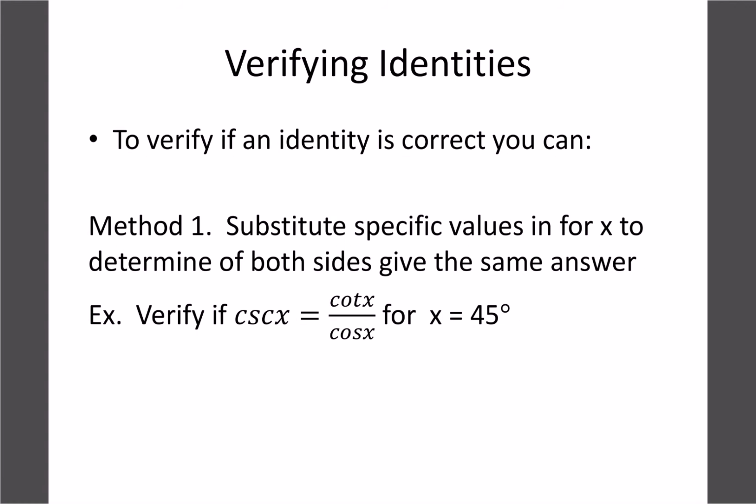So the first one is substituting. To verify an identity, we can substitute a given value in and see if it actually works or not. So we want to check to see if cosecant x equals cotan x over cos x. So if we take the original and we put in cosecant of 45, we want to see if that's going to be the same thing as cotan 45 over cos 45. So just plug it in on your calculator. You can't type in cosecant, but we can write in 1 over sine. And for cotan, we can write it as 1 over tan.